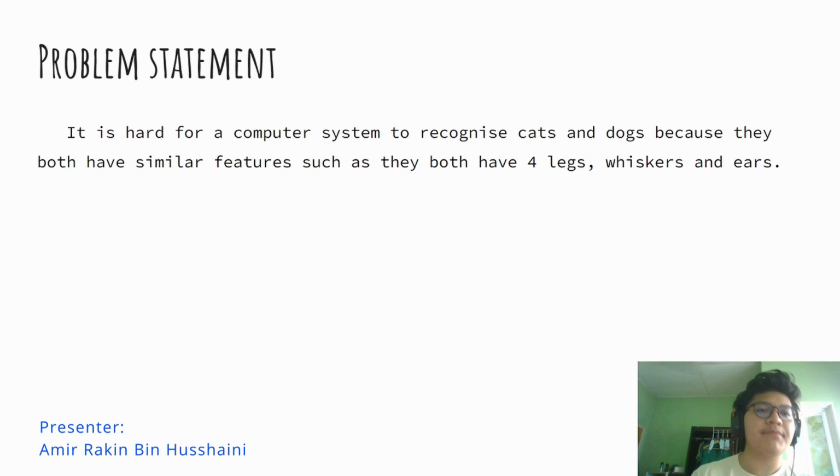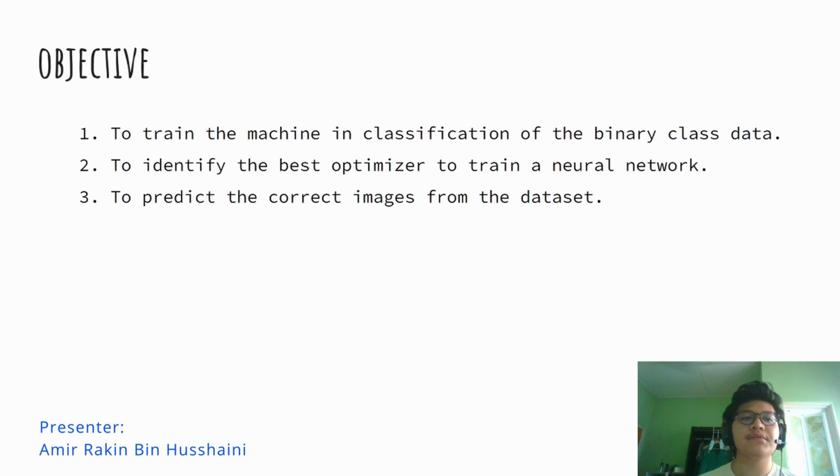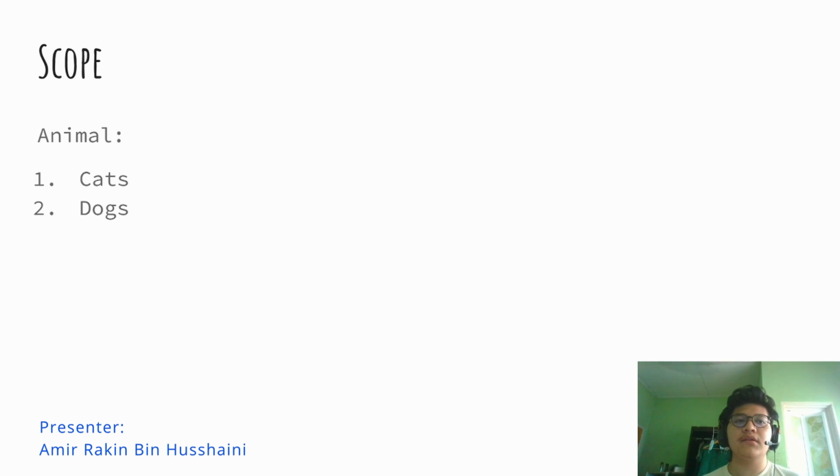Moving on to problem statement. It is hard for a computer system to recognize cats and dogs because they both have similar features. For example, they both have four legs, whiskers, ears, and also tails. For our objectives of this project: first, to train the machine in classification of binary class data. Second, to identify the best optimizer to train the neural network. Lastly, to predict the correct images from the datasets. For our scope, it is animals, which is cats and dogs.